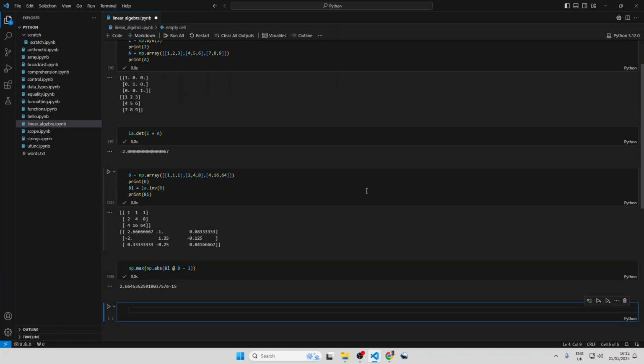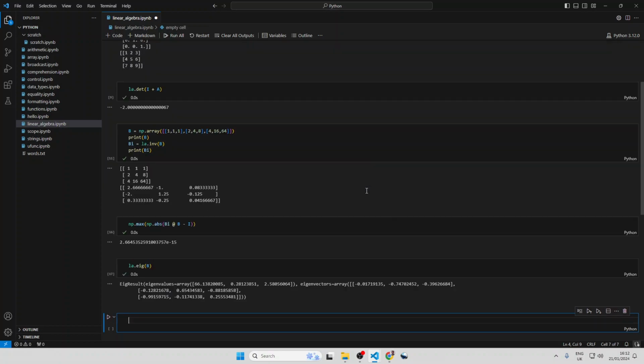So now let's try and do some stuff with eigenvalues. We do la.eig. That's the function for finding eigenvalues. Apply that to B. It comes out in a slightly complicated form, but it'll be tidier if we do L, U equals like this.